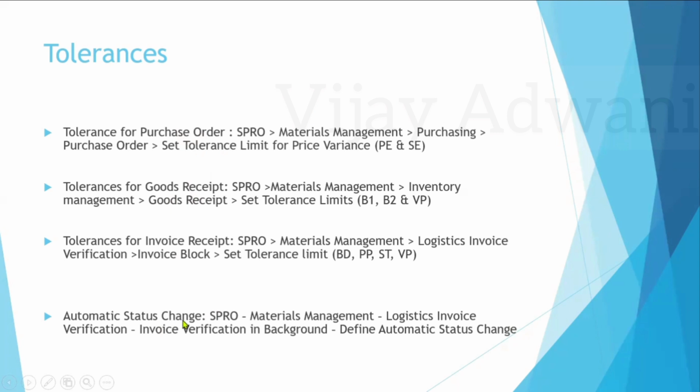The next thing is automatic status change. Now, what is automatic status change? See, the goods receipt is there, then the invoice receipt comes. So it's a status change in the invoice that the goods receipts are being matched with the invoice. So for that, the verification automatically takes place in the background. And that's why you need to check mark on the automatic status change so that there is a verification between the goods receipt and the invoice receipts. For that, you need to go to SPRO, materials management, logistics invoice verification in background.